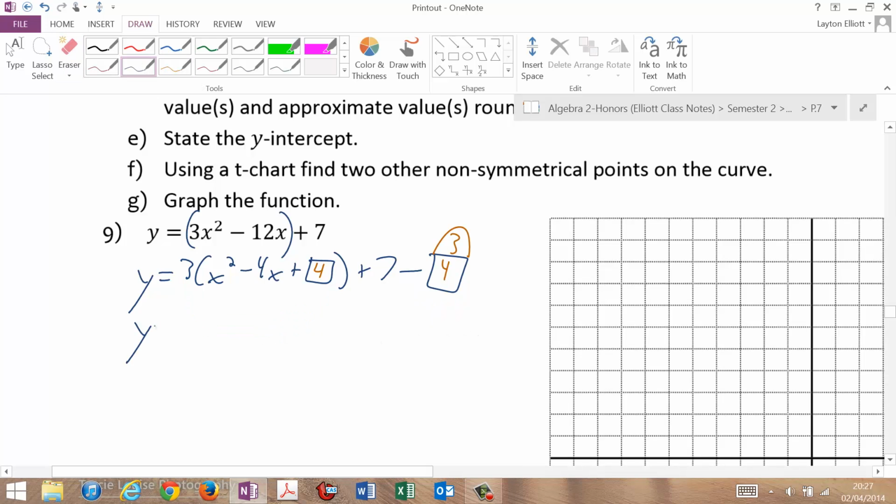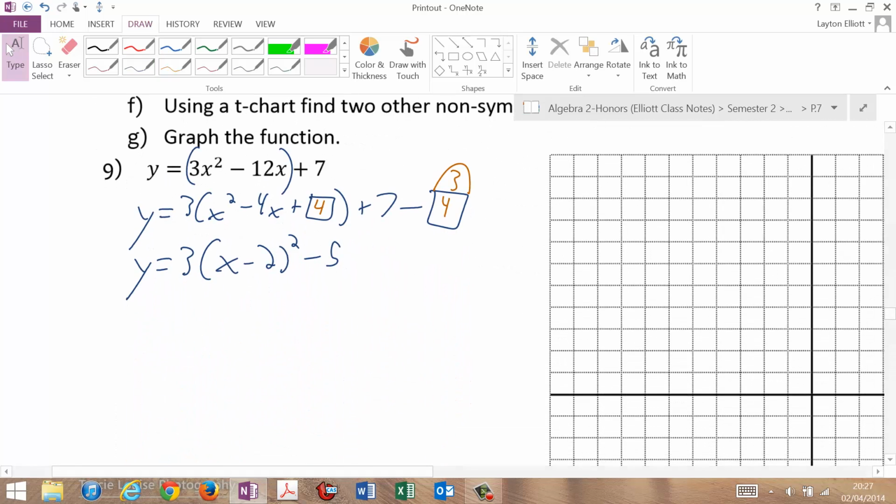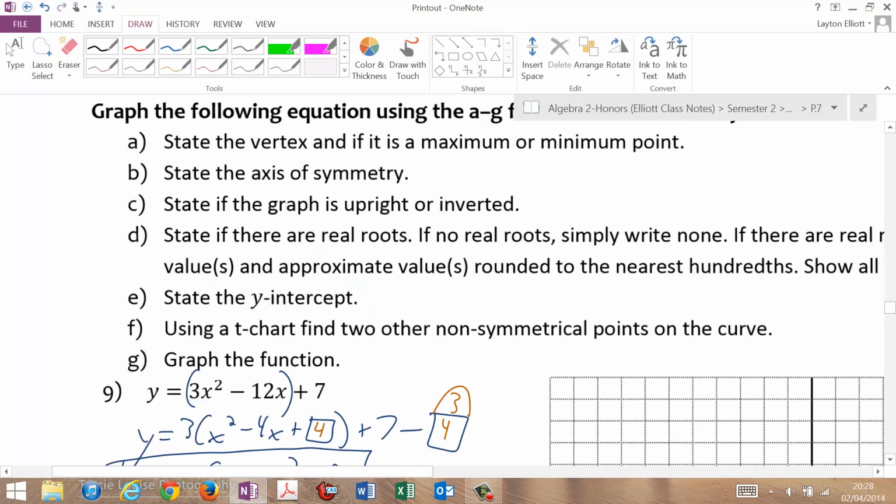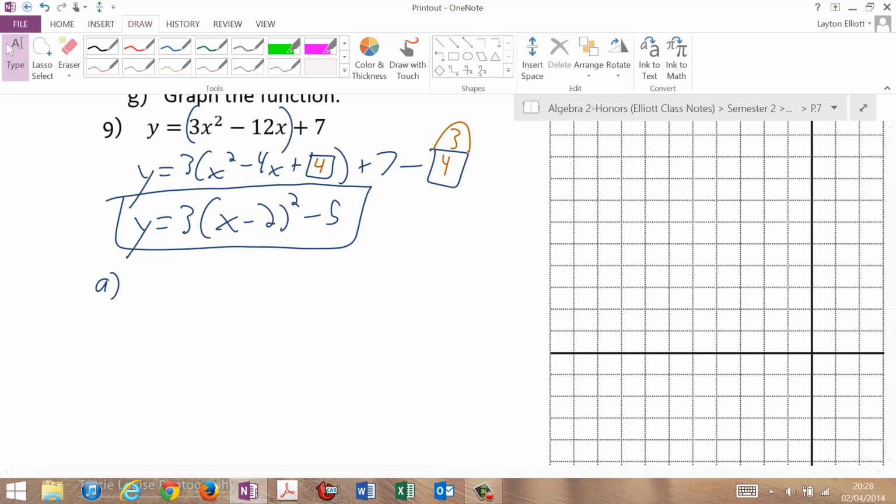Back to the equation, y is equal to 3 times x minus 2 squared, and then that's really 7 minus 12, or negative 5. So part A, we have to do this before we even get to part A. Part A is asking, is it a min or max, and what's the vertex? Well, the vertex would be 2, negative 5, and I know that it's going to be a minimum because this is an upward parabola, because it is a positive a value.